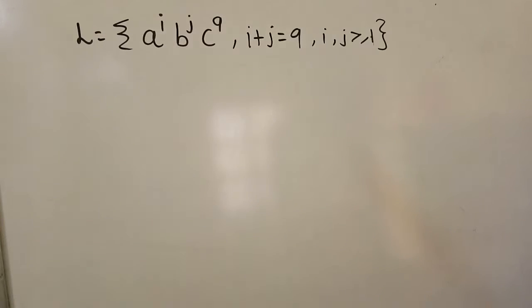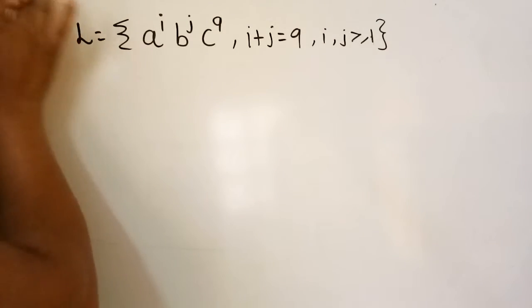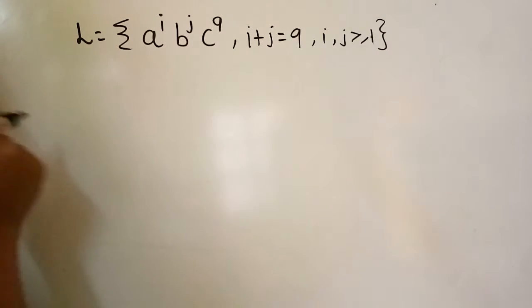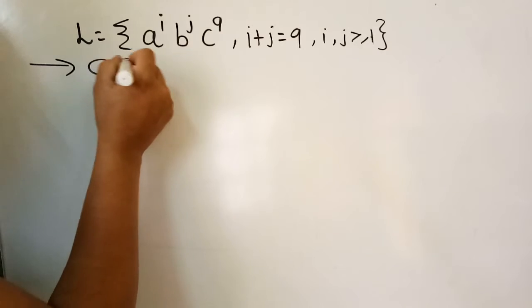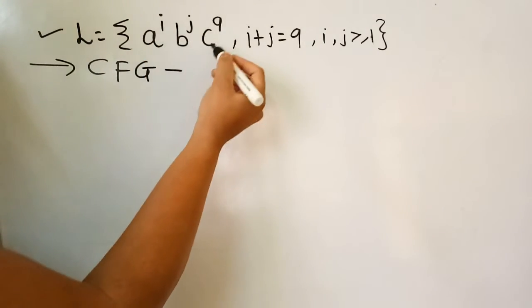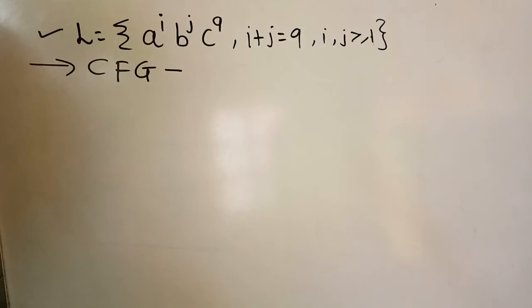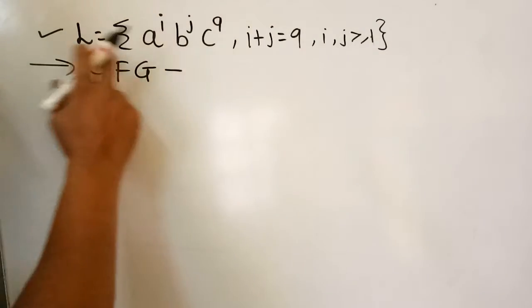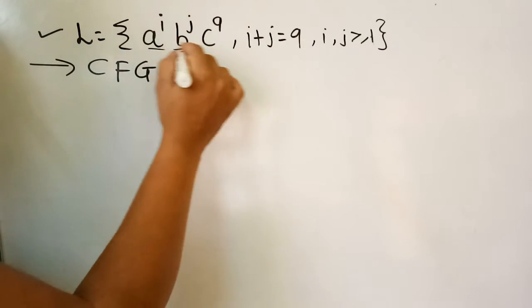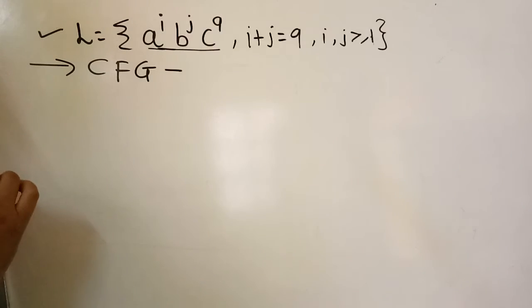Hello students, today in this video lecture we will try to solve a context-free grammar for the given language. The language we have is a raised to i, b raised to j, c raised to q. It means that every string of this language is nothing but the combination of this set. There is one rule: i plus j equals q.